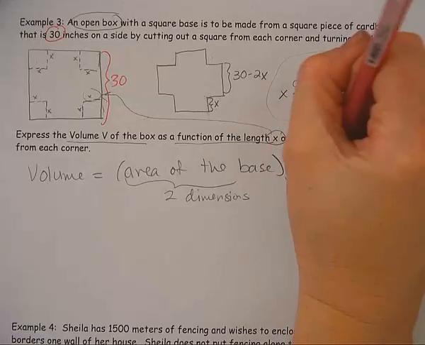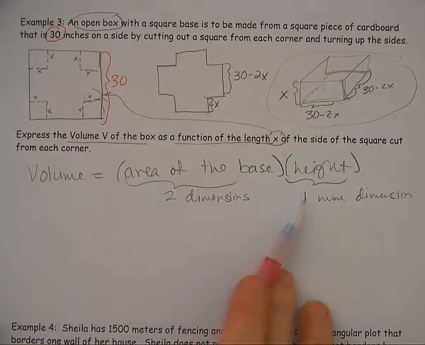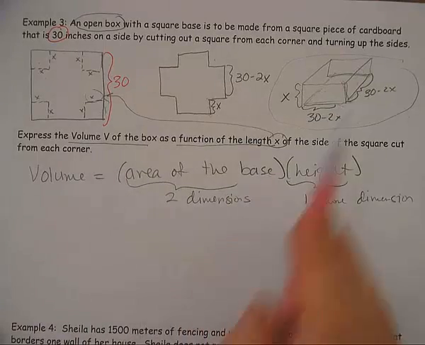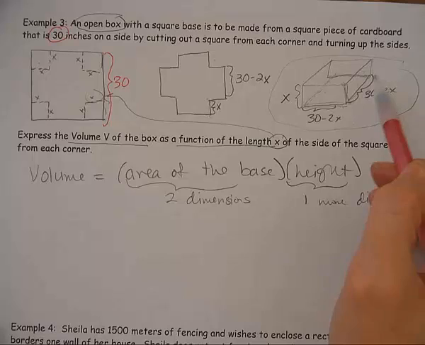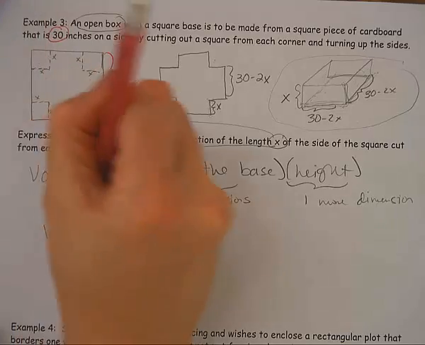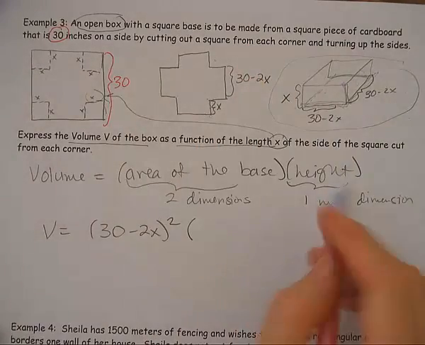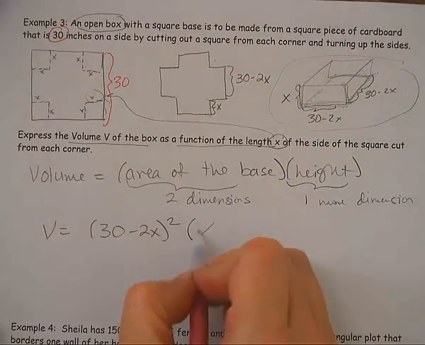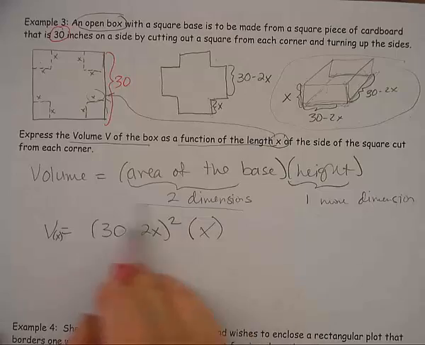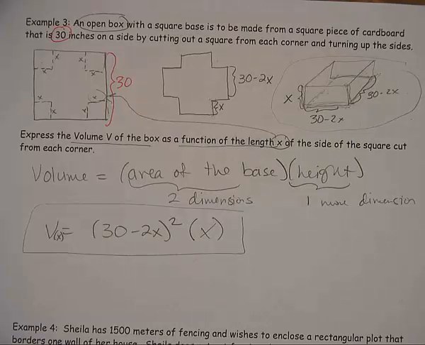And then you multiply by one more dimension. The height adds a third dimension to it, and then that would give you something with 3 dimensions. So in this scenario, the area of the base is the area of 30 minus 2x times 30 minus 2x. It's the side of the square squared. So it'll be 30 minus 2x squared, times the height, which again we talked about was just equal to that very same x. And so this right here would be our volume of that box in terms of this length x that we cut off from each side.